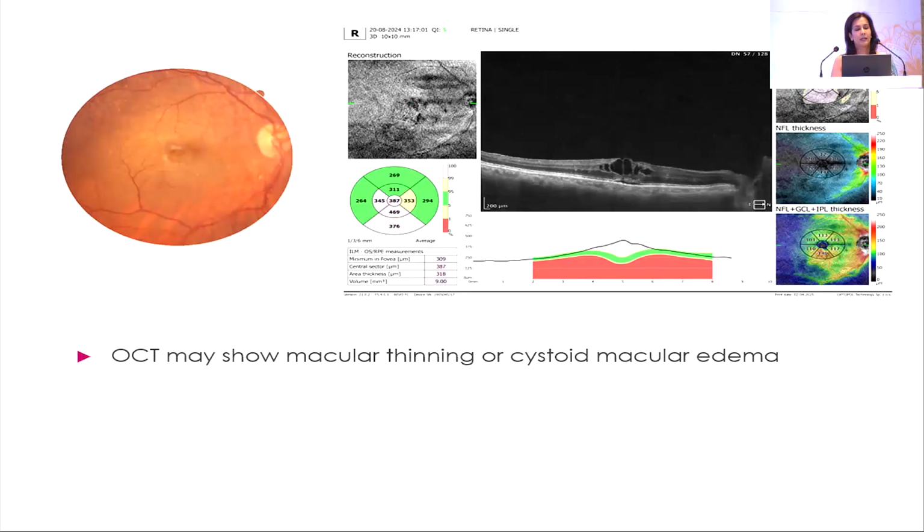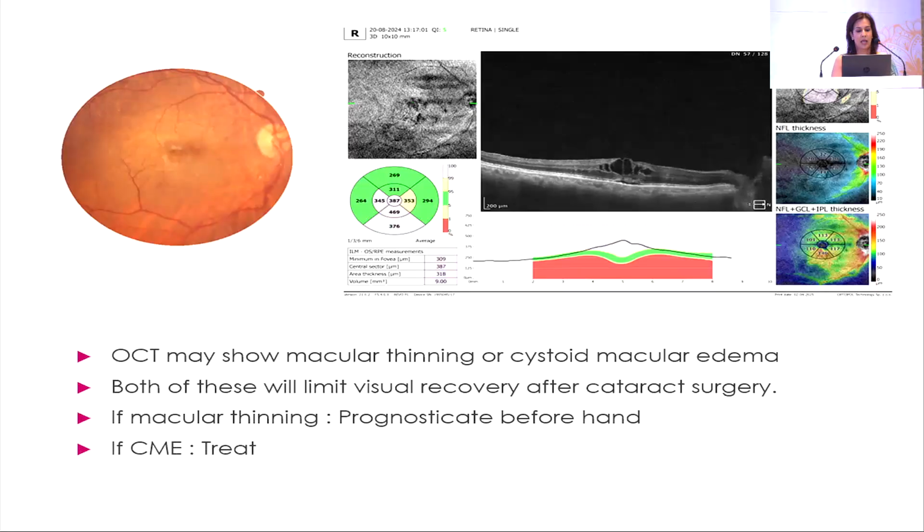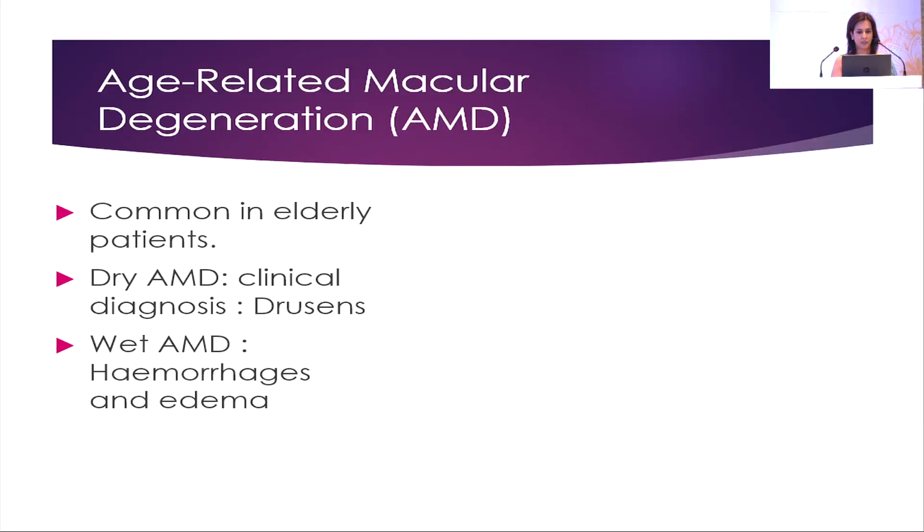So again, in a patient of vascular occlusion, the patient may show a macular thinning or an edema, depending upon whether there's ischemia and how much it is. And both of these will limit the visual recovery after cataract surgery. So it's important both for management as well as prognostication of the patient. And if there's a CME, do treat the CME before or along with cataract surgery.